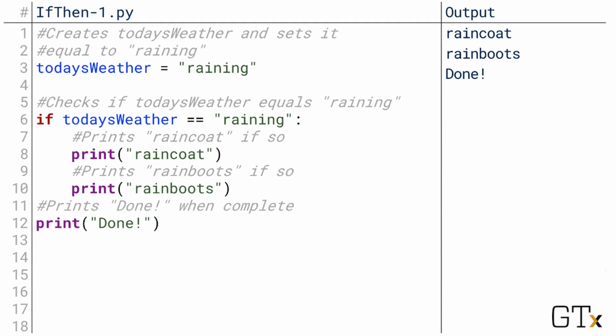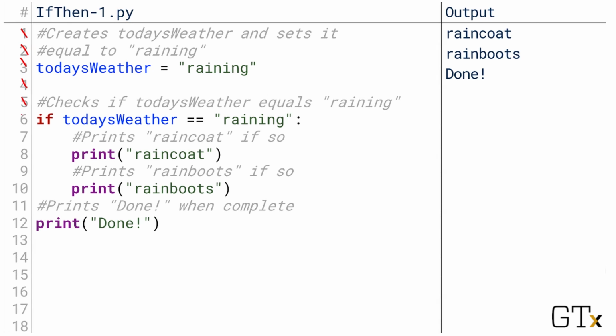Let's start with a simple example. If it's raining, the user should wear a raincoat and rain boots. What would that code look like? First, on line 3, we create the variable to store today's weather. If we were actually developing this for real users to use, we would probably get this from somewhere else, but for testing, we would create it manually to see if the rest of our code works.